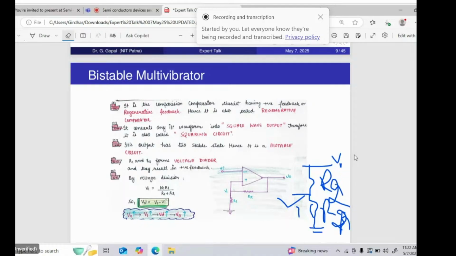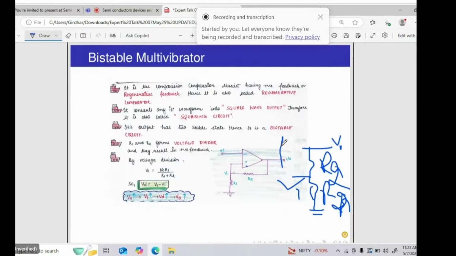By seeing, we can say it is positive feedback, but we have to understand logically and scientifically how it is positive feedback. For example, because it is a bistable multivibrator, the basic phenomenon is that the output voltage is either plus Vsat or minus Vsat. If you increase this output voltage, then V1 will also increase. If V1 is increased, then VD is also increased.